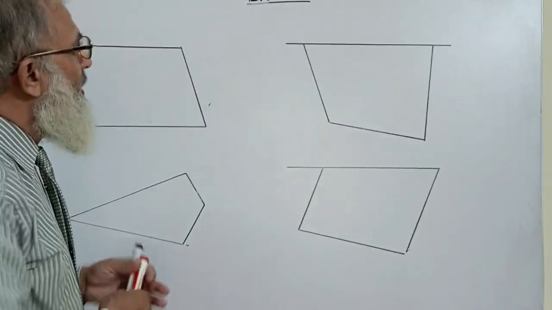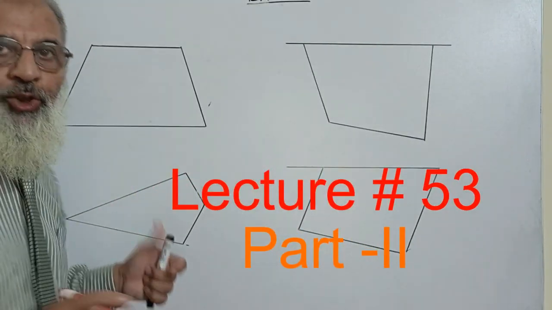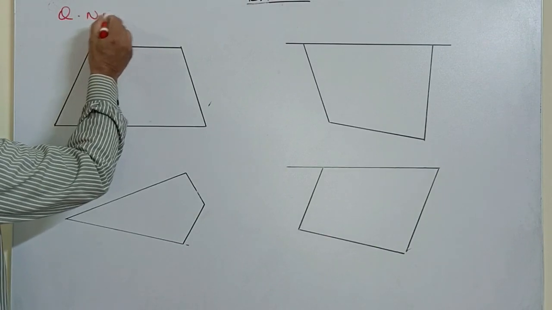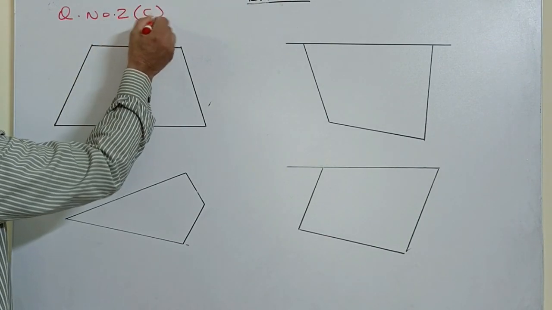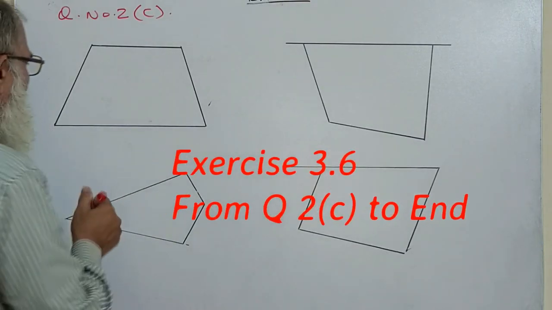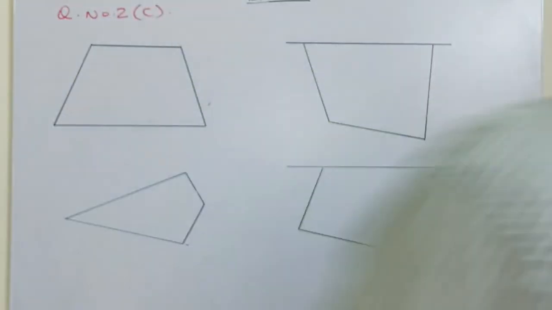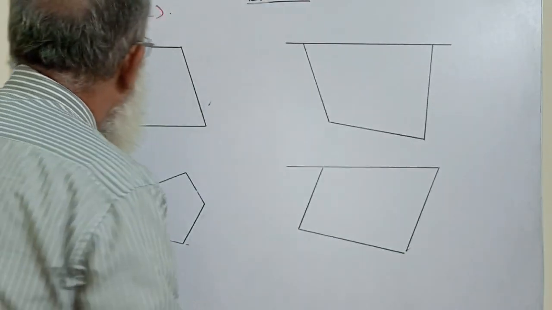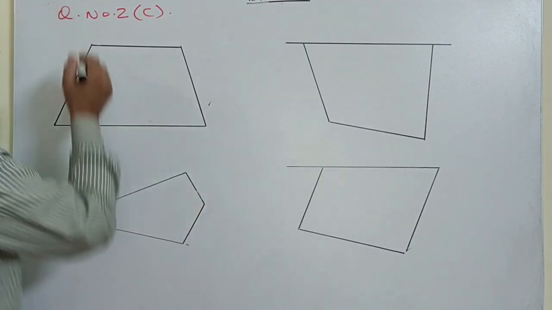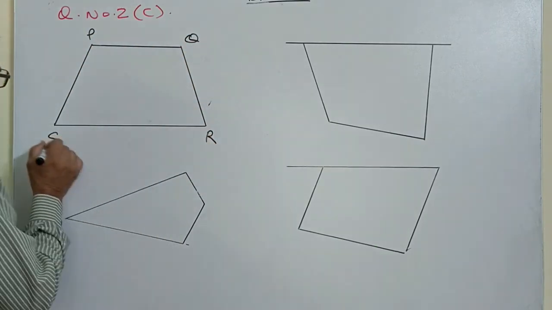Now, dear students, we are still at exercise number 3.6 and our question is 2 and the part is C. There is a shape, a trapezium. P, Q, R, S are its name.